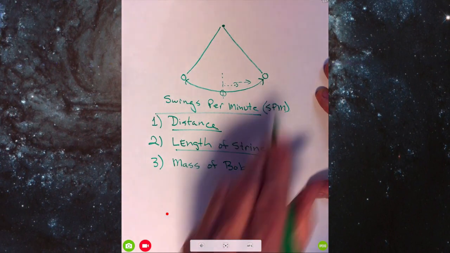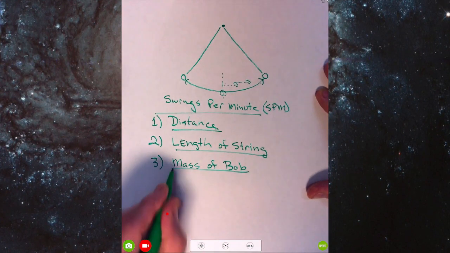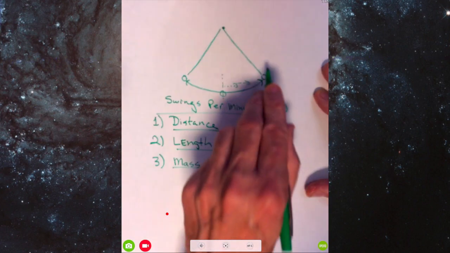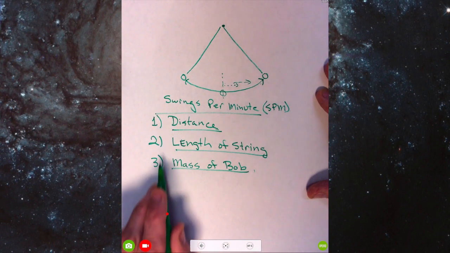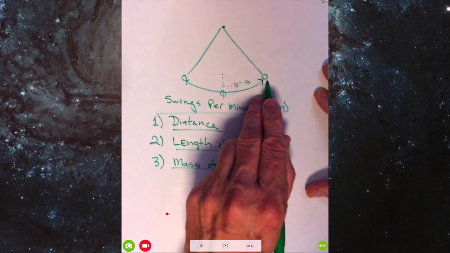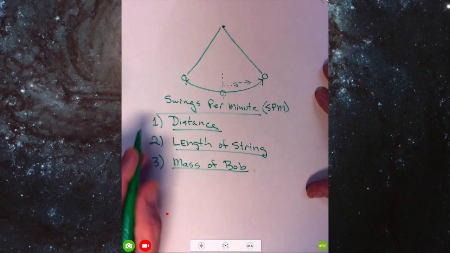Okay, and that's the bob. I capitalized it, but I capitalized the other things too. And so the mass of the bob. On the third one, we're keeping the distance the same and the length the same. We're going to change the mass on the third one to see if that has an effect on the swings per minute. And we'll get to that one when we get to that one.